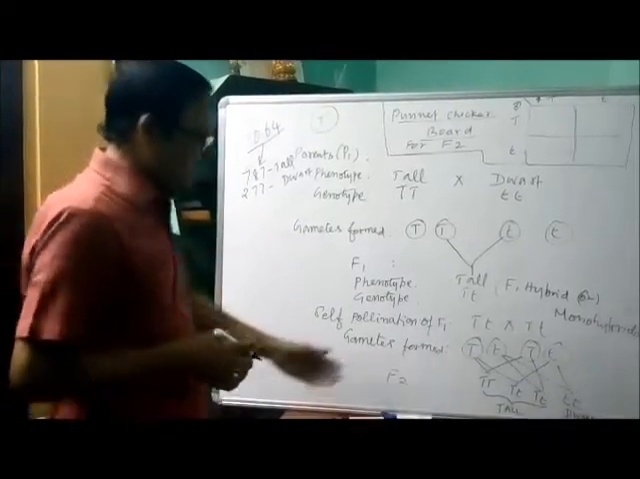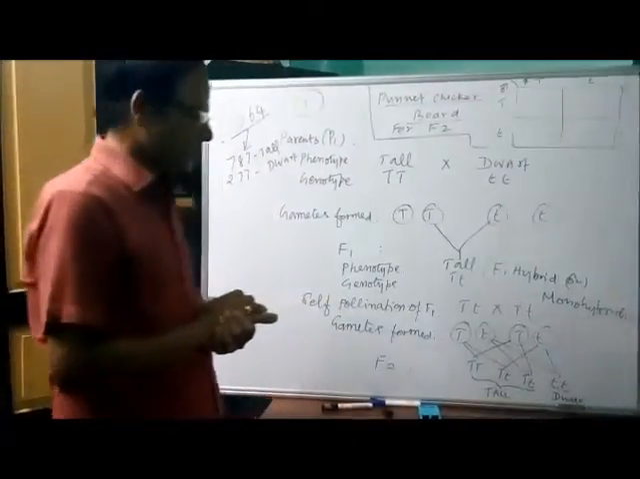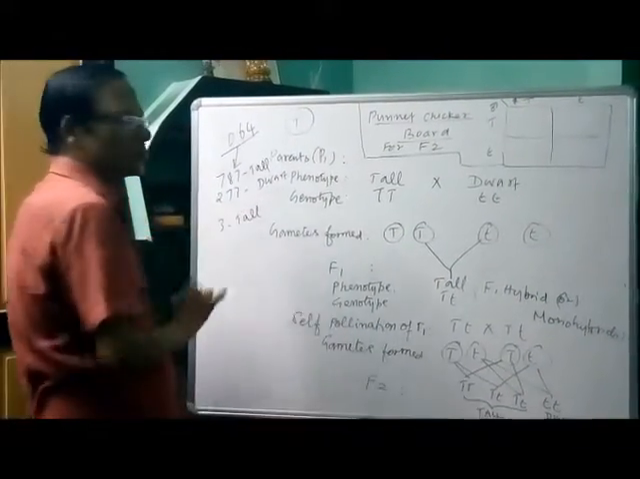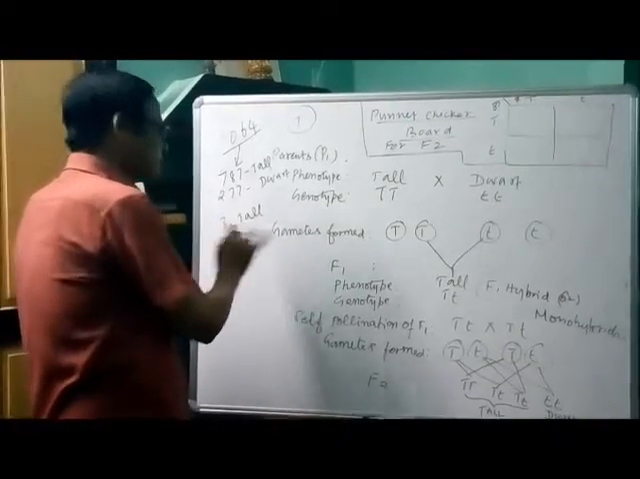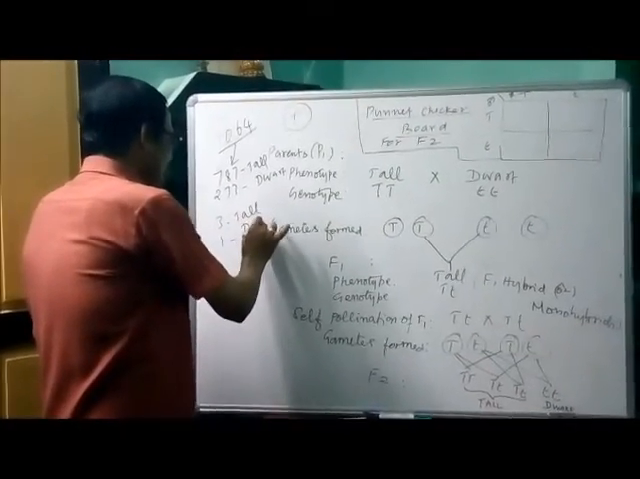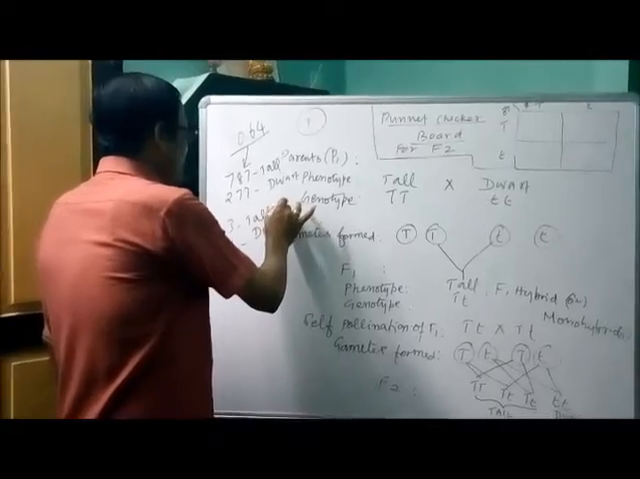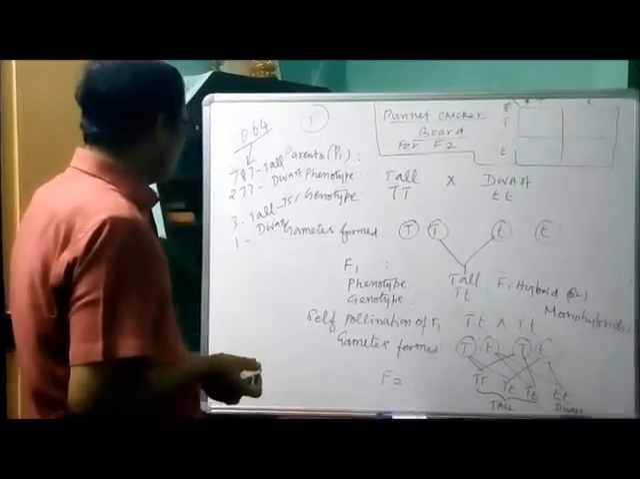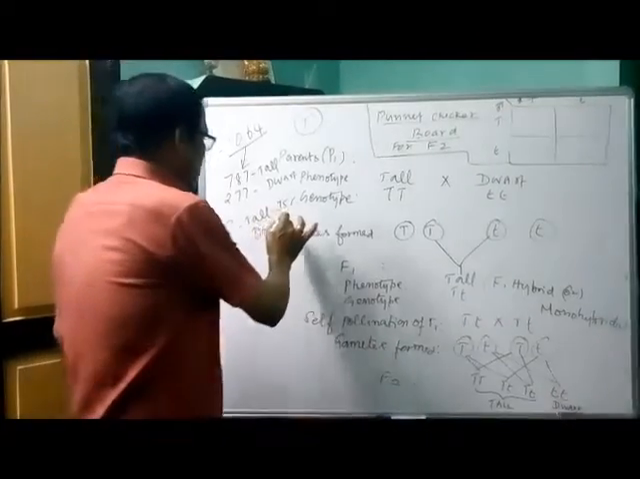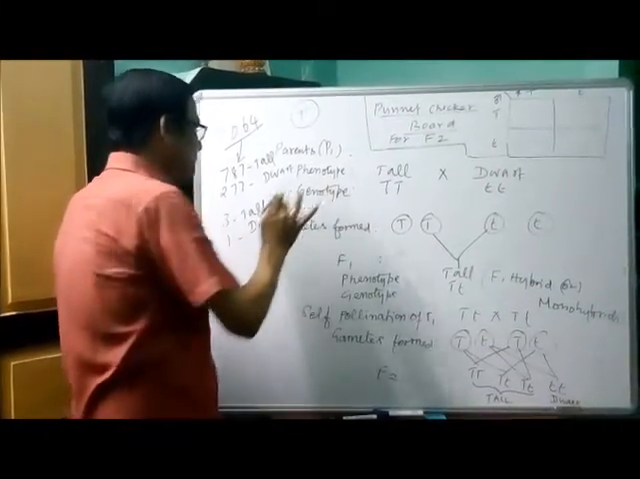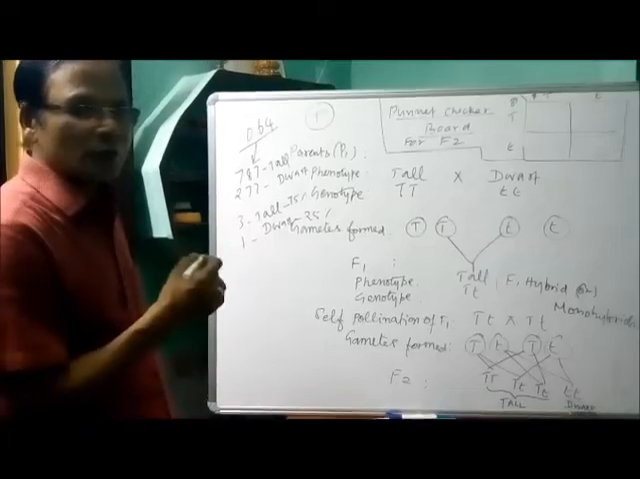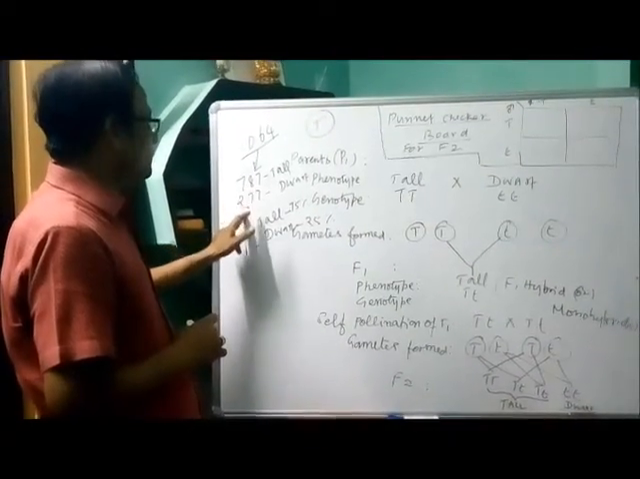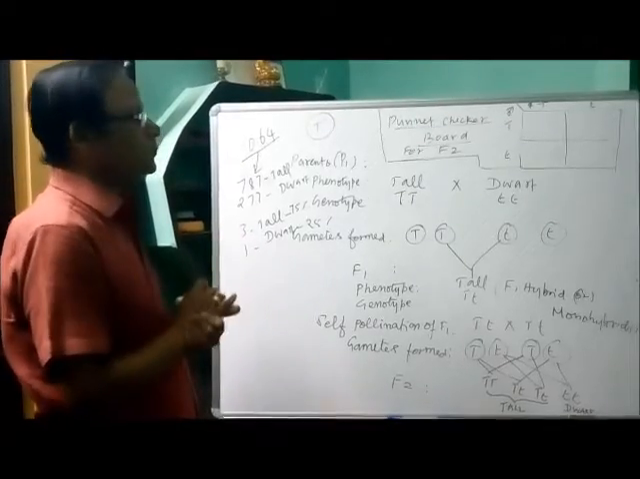Out of the 4 plants produced here, let us consider that 3 plants are tall and 1 is dwarf. That means 75% of the plants produced have the dominant character, the tall character, and 25% of the plants produced have the dwarf character. So this is a 3:1 ratio. We are converting these numbers into the ratio 3:1.